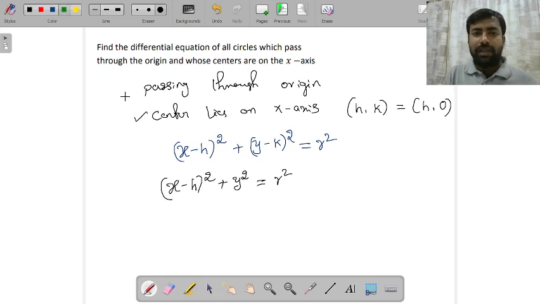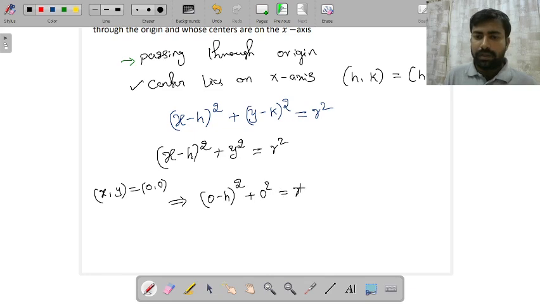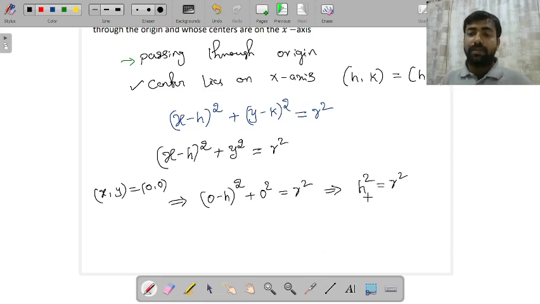Next, they have given that it is passing through the origin. So it means in place of x comma y, if you substitute 0 0, you must get an identity. So let me substitute 0 comma 0. If I take x comma y to be 0 0, then I'll get 0 minus h whole square plus 0 square equal to r square. So this clearly says h square must be equal to r square. So therefore in place of r square you can actually write h square. That is what it says.